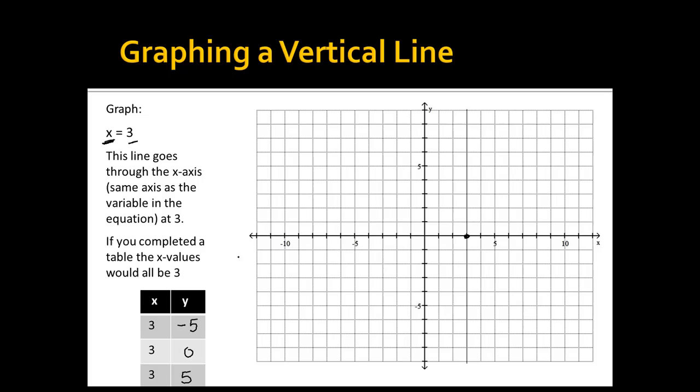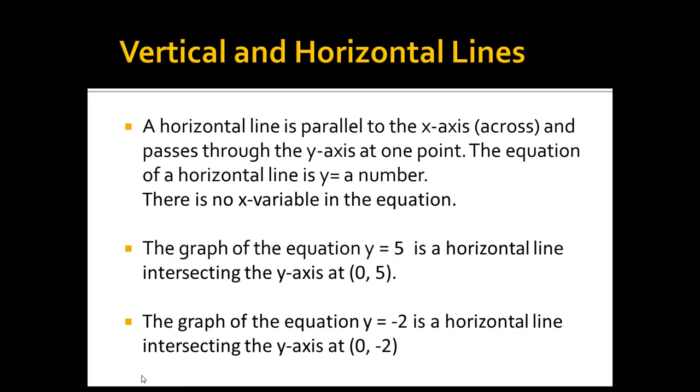But then I could plot those points if I wanted to, and that helps me remember to draw a line. So some people always do a table of values and then they get 3 points and draw their line. Like I said, I use a little trick where I say, okay, here I've got just an x. I don't have a y. So I know it's a line through the x-axis at 3.